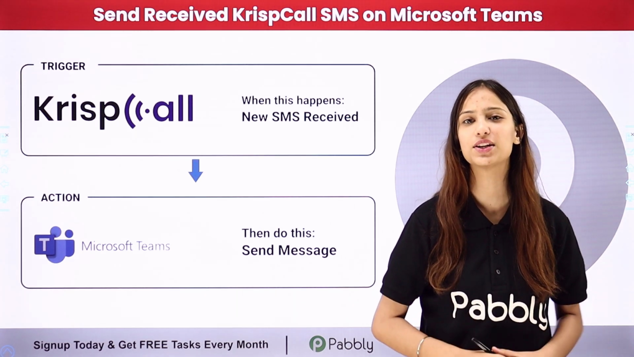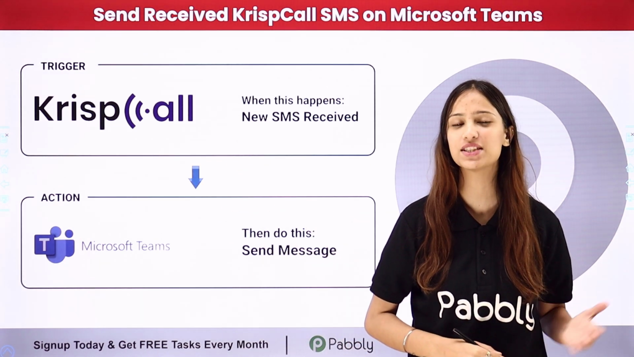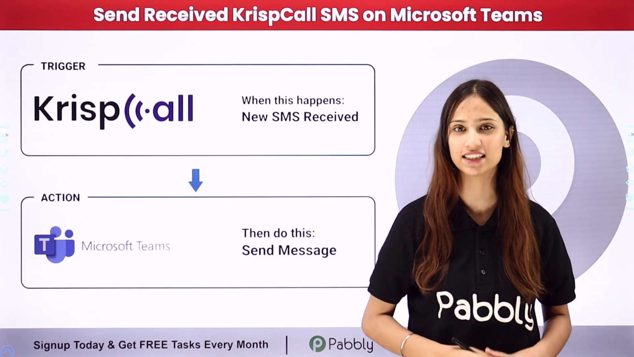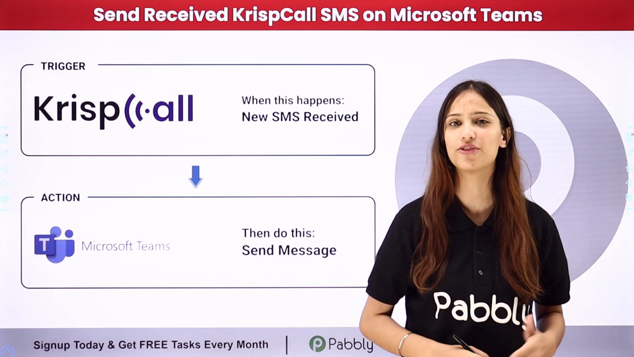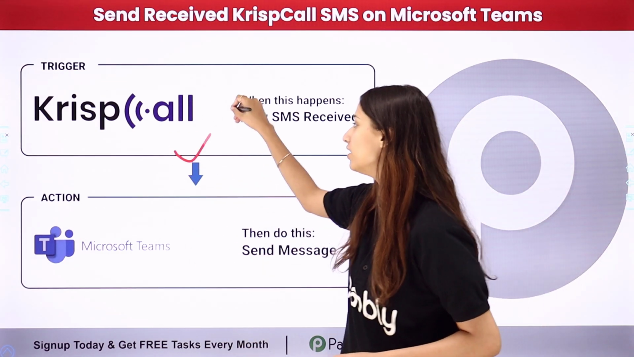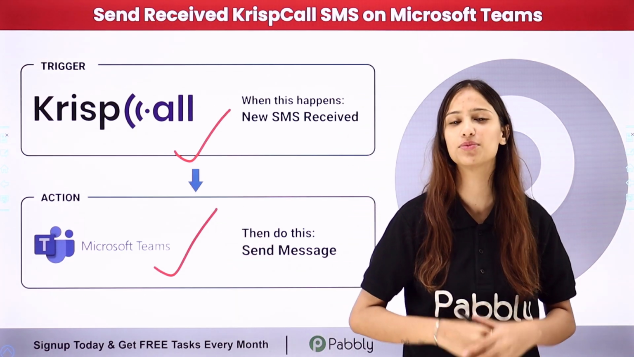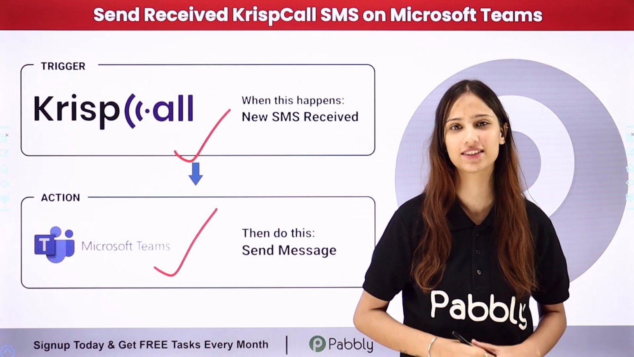So here to do this, I need to set up a connection between these two applications, for which I'm going to use this amazing automation software, that is Pabbly Connect. So Pabbly Connect follows the concept of trigger and action. So here to do this, my trigger application will be KrispCall and my action application will be Microsoft Teams. So if you want to learn more about this, follow me through the screen.